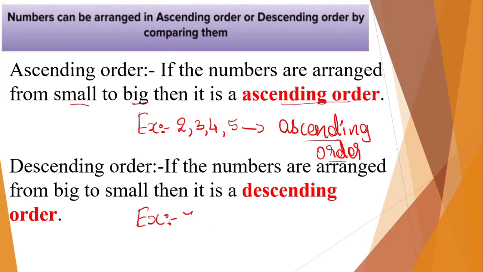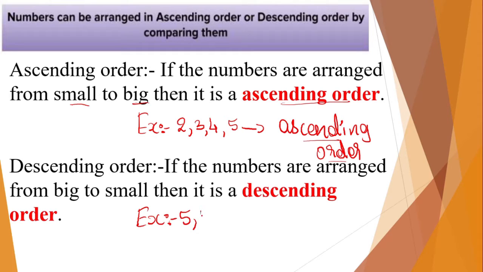So these digits which I took for ascending order, if we arrange them in descending order, it will be just the opposite. The greatest number you can see here is 5. So 5 will be first, because we are going from big to small, right? First we should take the biggest number. And then the next biggest number is 4.